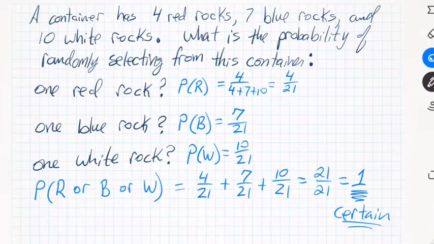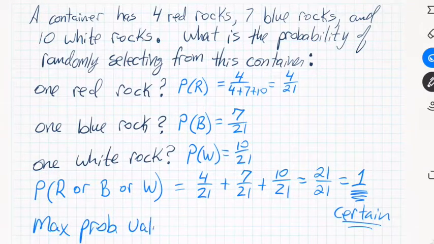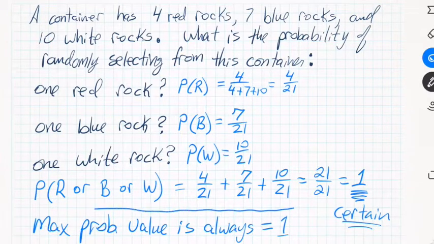The other thing that's interesting is there is no way to get the probability to be larger than 1 because these are all the possibilities. So the maximum probability value is always equal to 1. There is no way to get anything larger than 1 out of probabilities. This leads into a few other things, though.